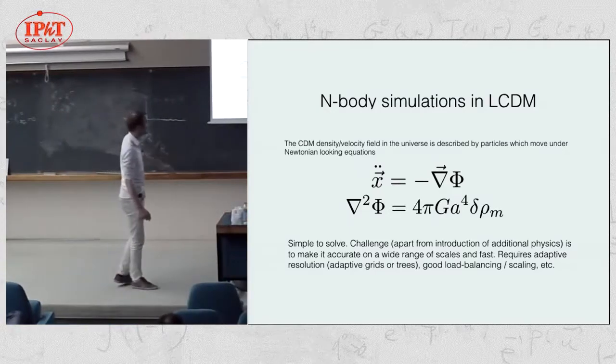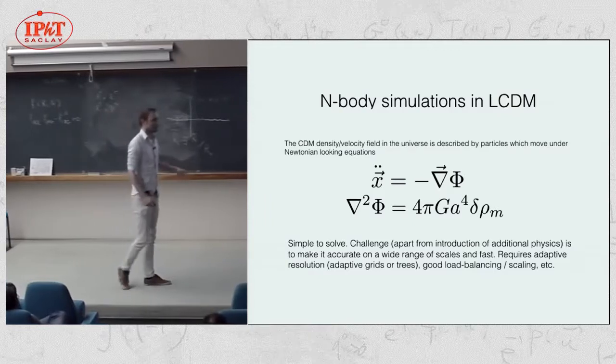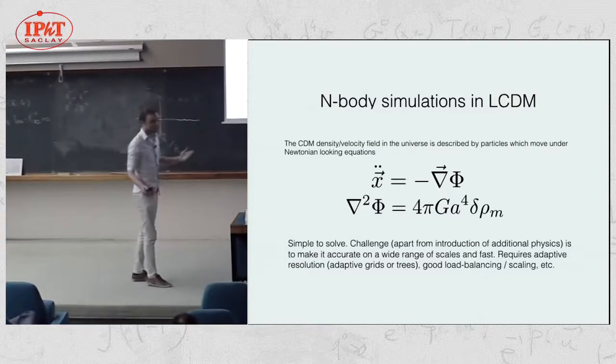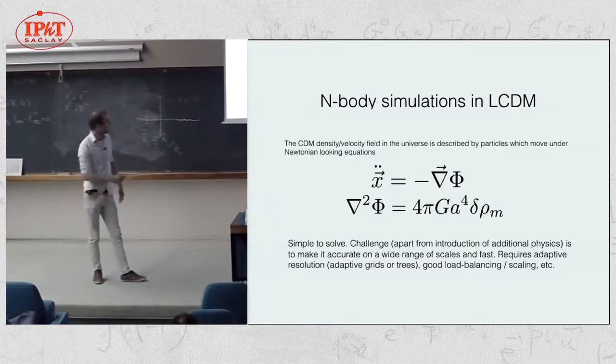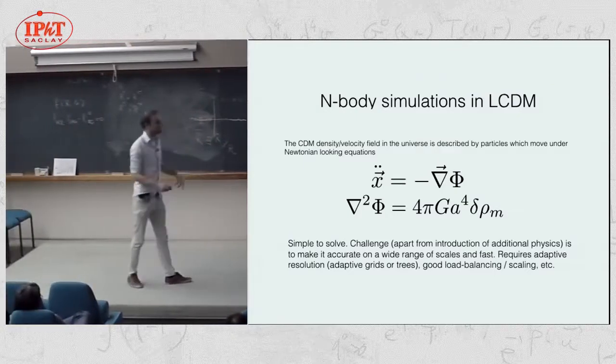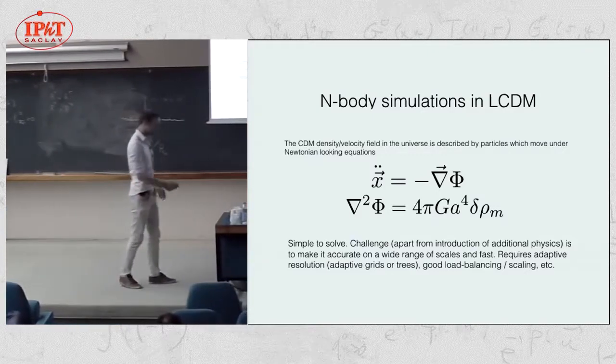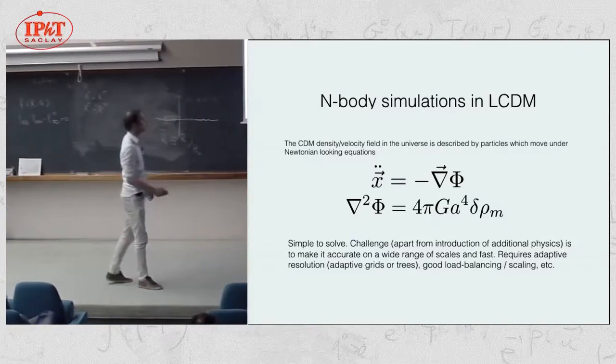This is very simple to solve, and there's a large range of codes out there that can do this for you. The main challenge, if you look past introducing some of this additional physics that we know exists in the universe, and only focus on the dark matter part, is to make it accurate on a wide range of scales, make it fast, etc. But we know how to do this pretty well.